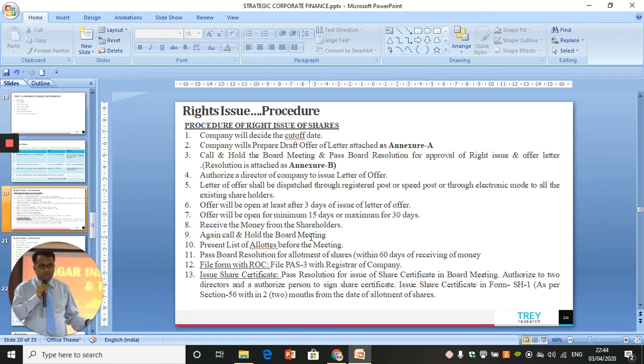Again call and hold a board meeting. Present the list of allottees. Pass the board resolution. File the form with the ROC and issue the share certificate. So these are the steps of issuing a rights issue.